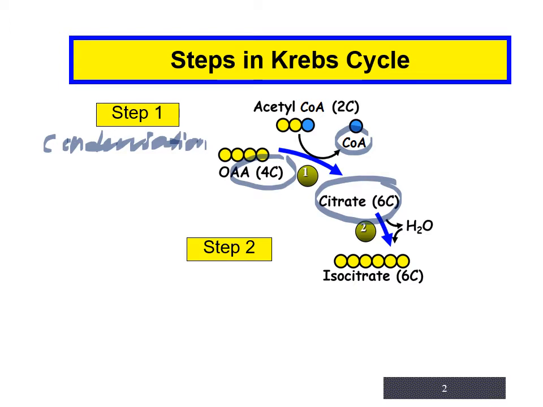Step 2 is the isomerization process. In this step, citrate undergoes isomerization to form its isomer, isocitrate, by removal of one water molecule and addition of another. So this is what happens in the second step.